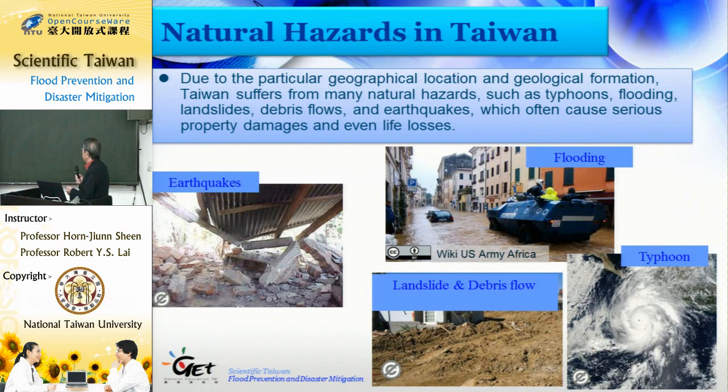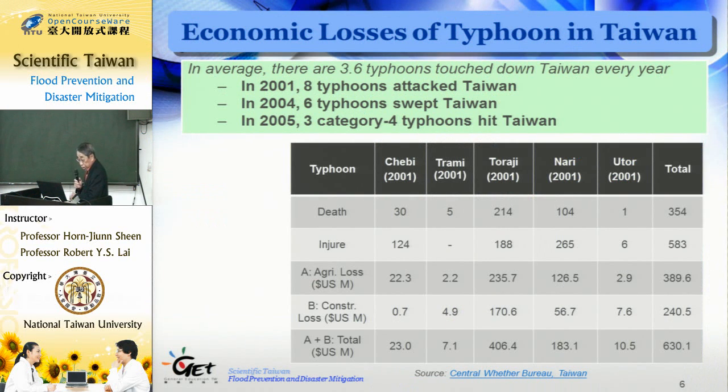And also in planning is the Typhoon Flood Research Center. So, as you see in the video, when a typhoon comes, we have to deal with it. Now, here's a summary of some typhoons. For example, in 2001, we had 8 major typhoons attack Taiwan. In 2004, 6 major typhoons, and in 2005, 3 Category 4 typhoons hit Taiwan.